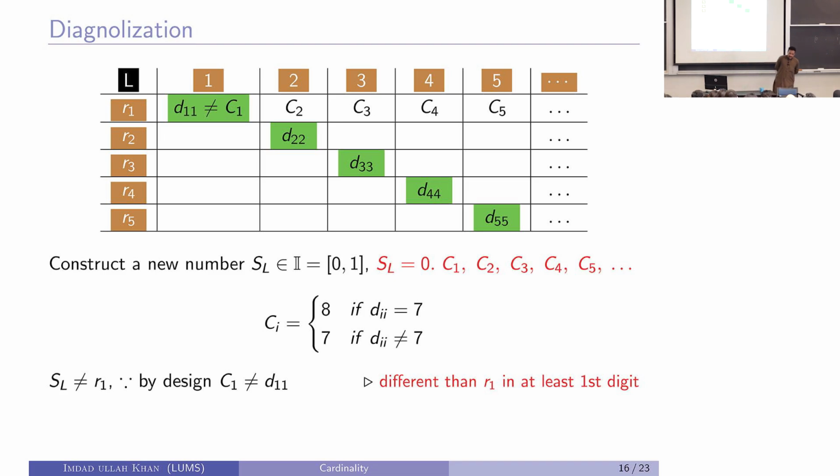The answer is there. I am claiming SL cannot be equal to R1, because look at the first digit of SL, which is C1, and the first digit of R1, which is D11. I made sure D11 is either 7 or not 7. If it is 7, then C1 is 8, and if D11 is not 7, then C1 is equal to 7. So it was just by design, it was made to differ. SL is made to differ from R1 in the first digit, maybe in many other digits, but the first digit is surely unequal. Yes, it's a concrete example. You can make it different with some other thing, but yes, it is a concrete example.